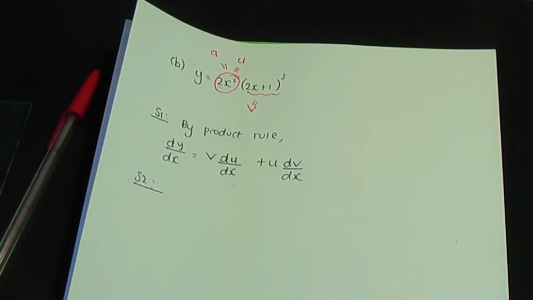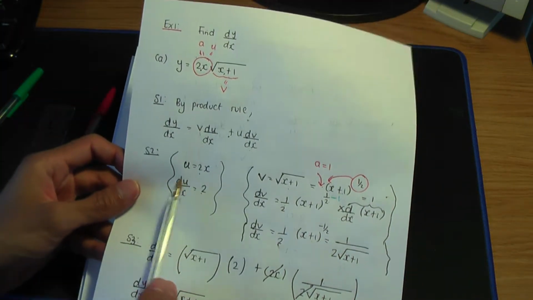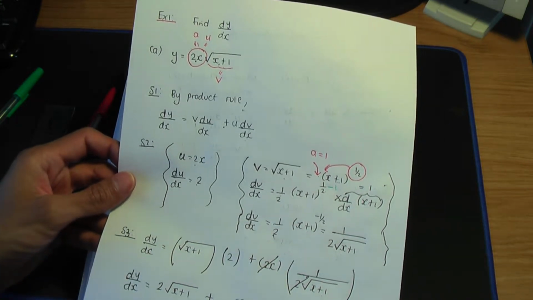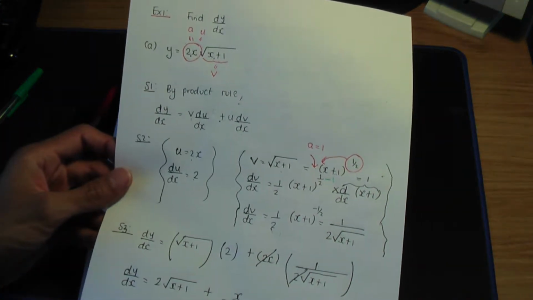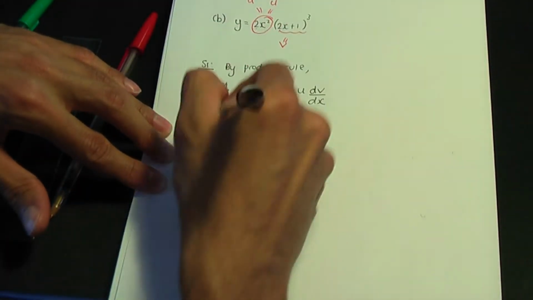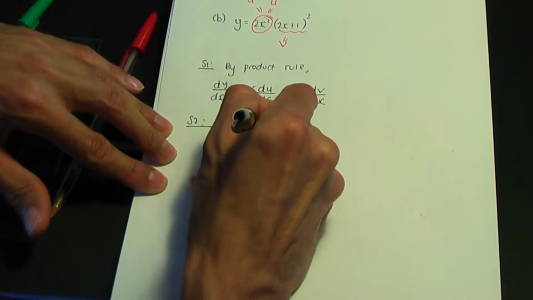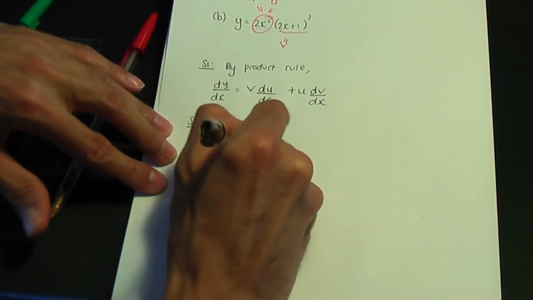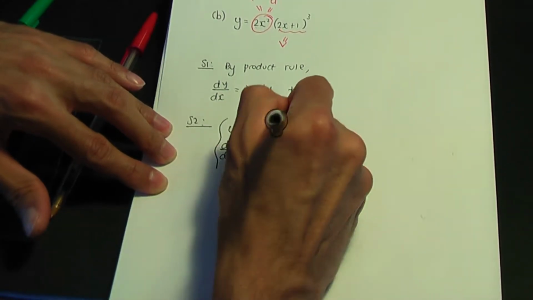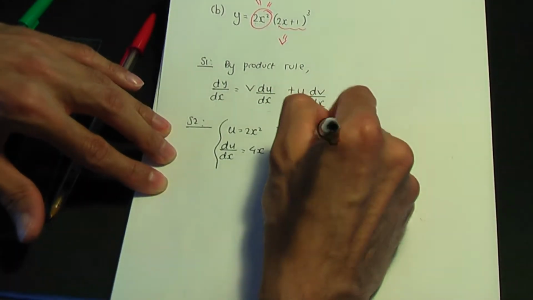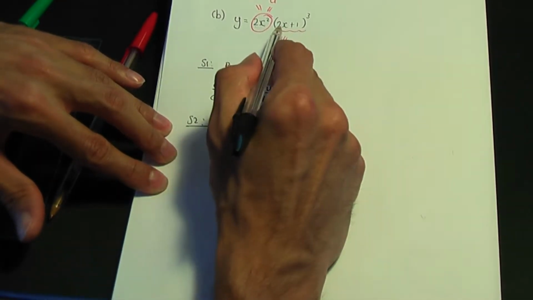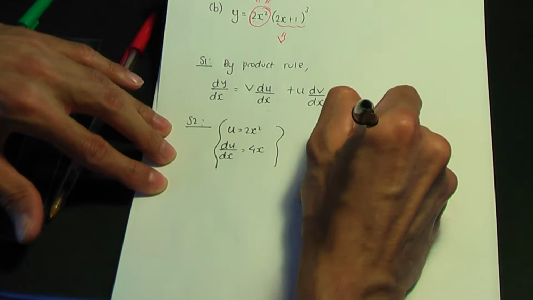Now in step number 2, remember in the previous example I did some side calculations for du over dx and dv over dx. So I'm going to do the same here. Let me do a side calculation. So u is 2x squared, so du over dx, when I differentiate 2x squared, I'll get 4x. Let me present another side calculation. So v is 2x plus 1 to the power 3.